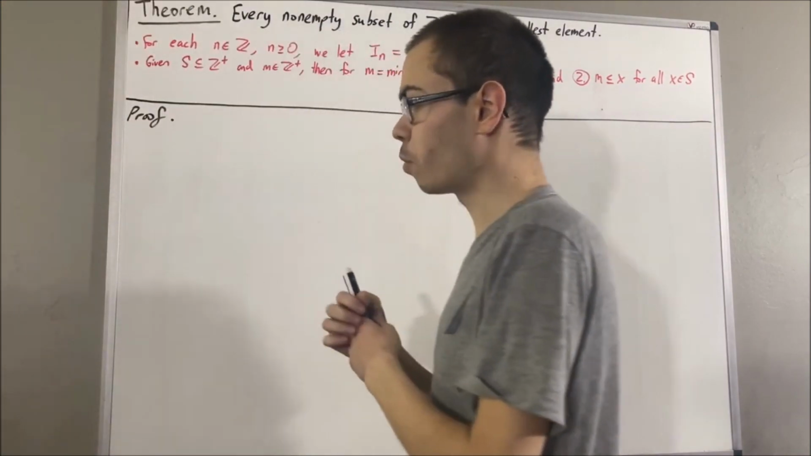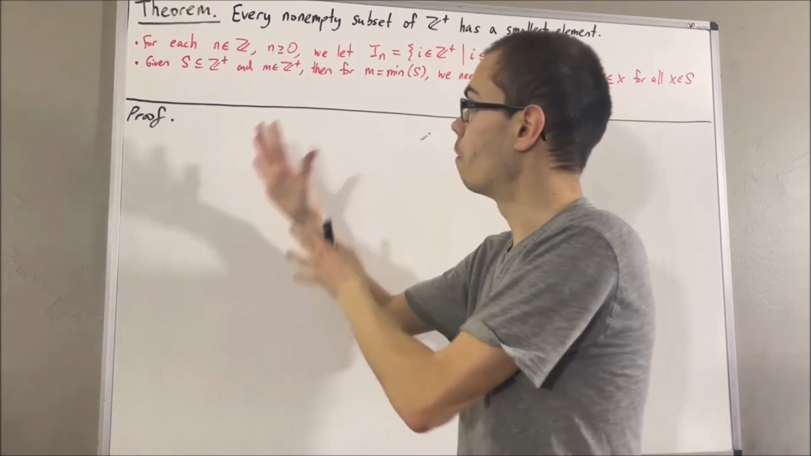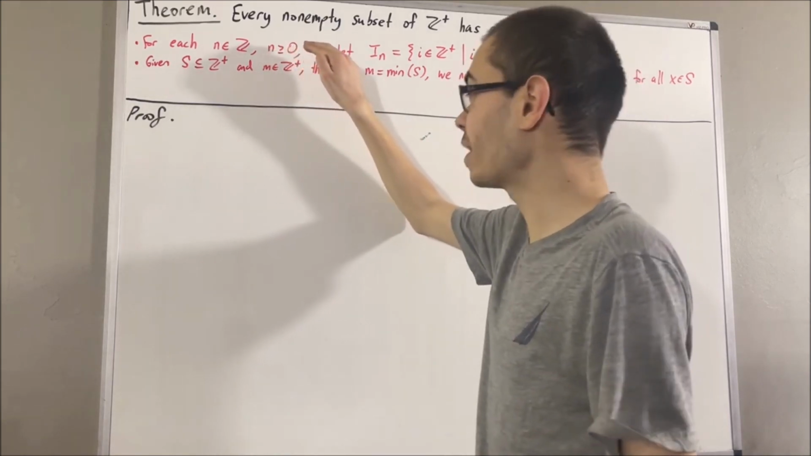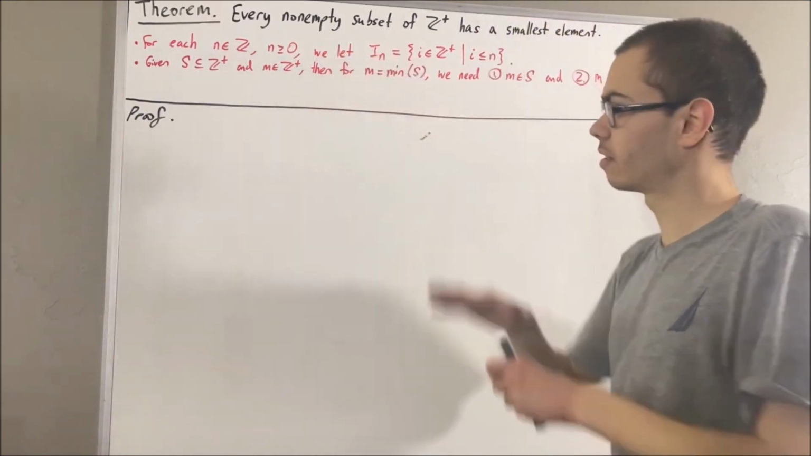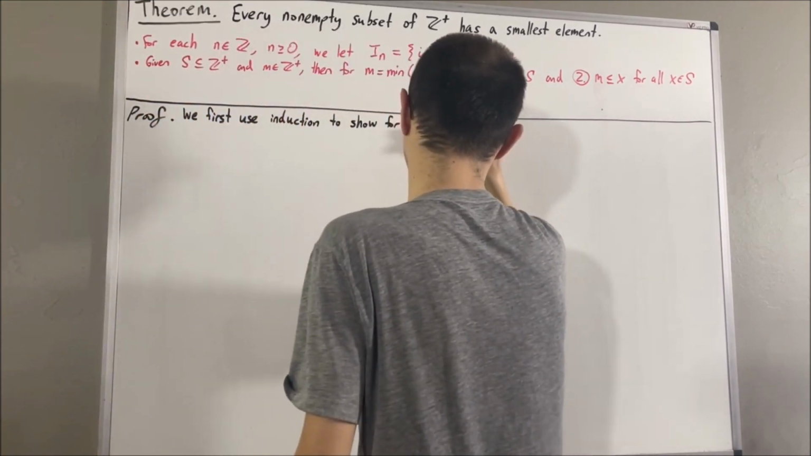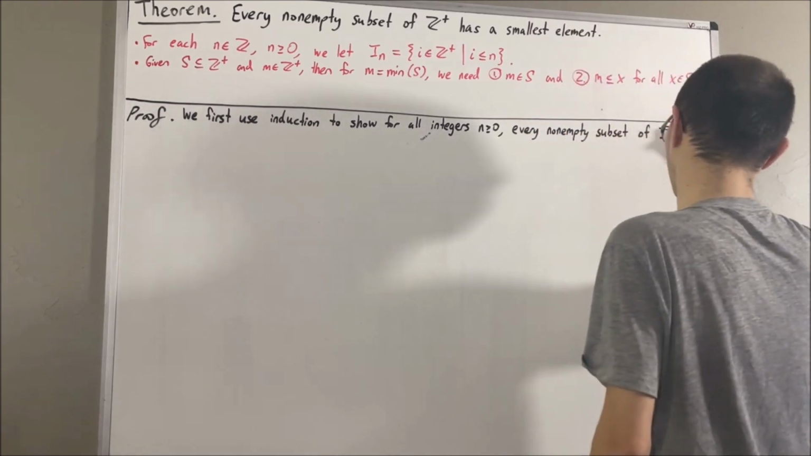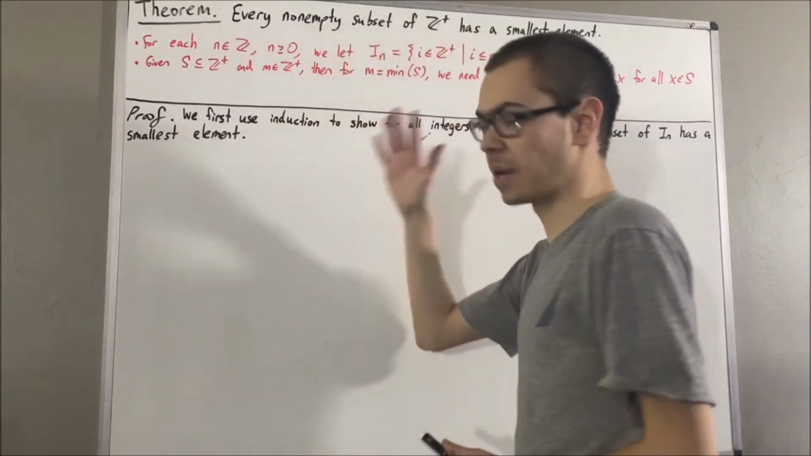Now the idea for the proof is we're first going to prove by mathematical induction, for all integers n greater than or equal to 0, that every non-empty subset of I_n has a smallest element. So let's start with the base case.